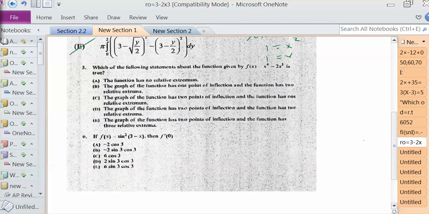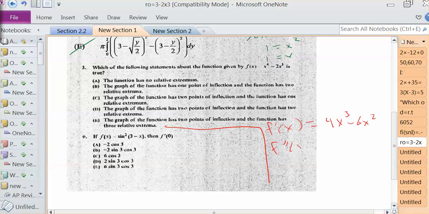5 and 6. So looking at the choices, they're talking about extrema and points of inflection. The trigger there is that we're going to have to use derivatives. So f prime of x, now I'm going to separate that from number 6 here so it's not confusing. F prime of x is going to be 4x cubed minus 6x squared. And f double prime of x, of course, is going to be 12x squared minus 12x. So we're going to have to solve for points of inflection and relative extrema to see how many we have.